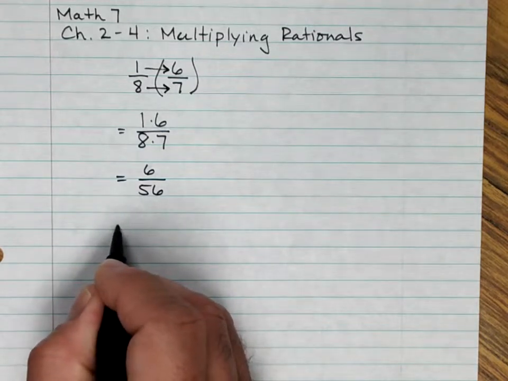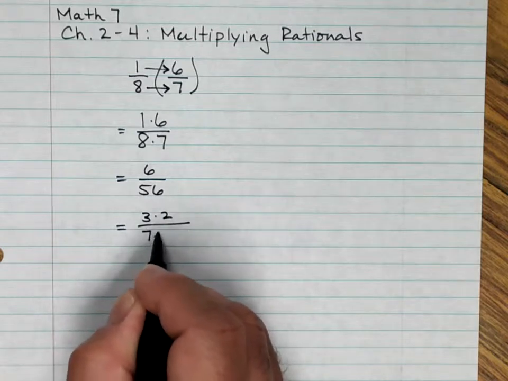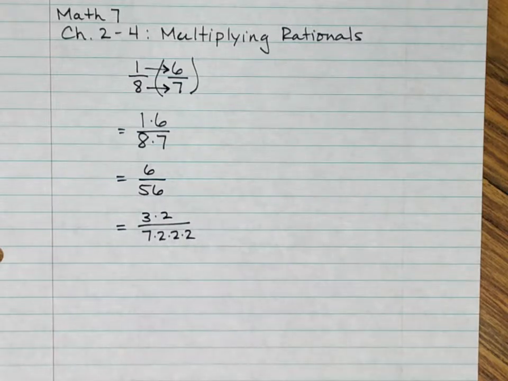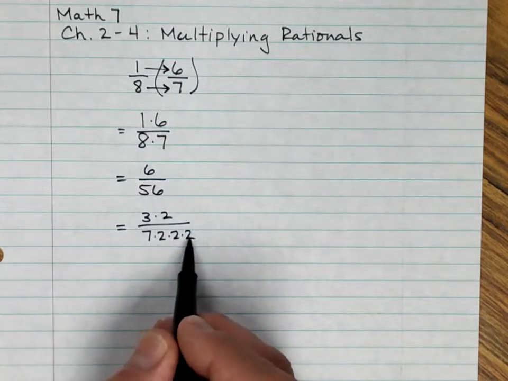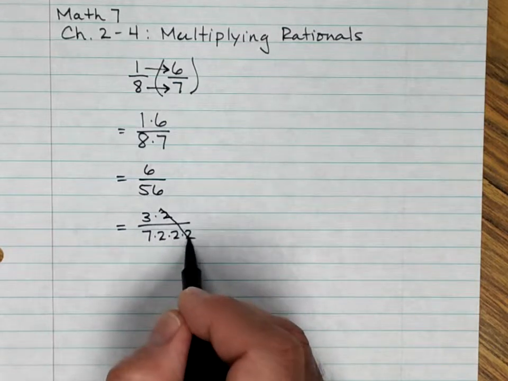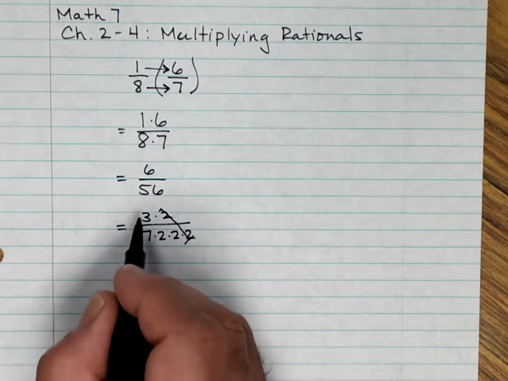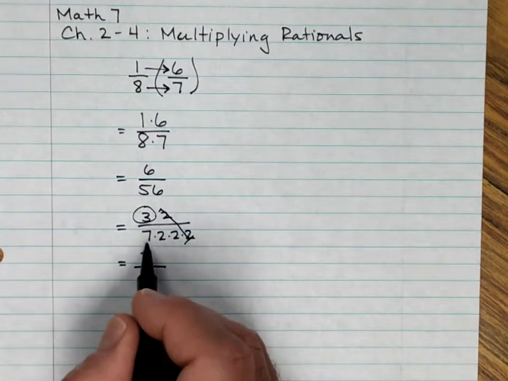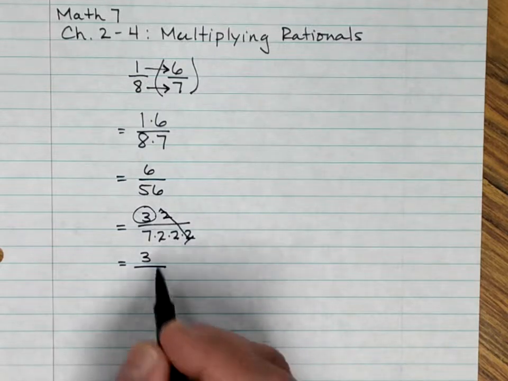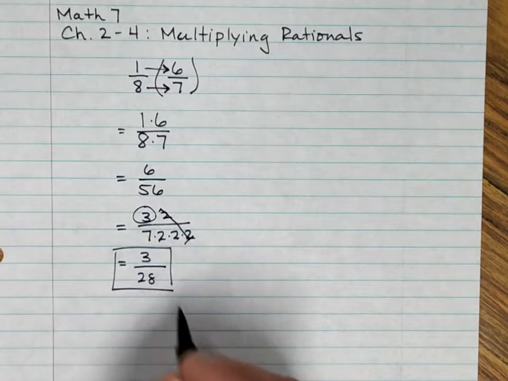So at this point, you're going to have to prime factorize. So 6 is 3 times 2, 56 is 7 times 2 times 2 times 2. What we're doing is we're looking for any common factors. In this case, the greatest common factor is 2. So our numerator is 3. And our denominator is 2 times 2, which is 4. 4 times 7 is 28. And that is your answer.